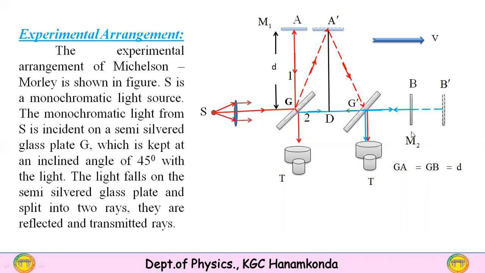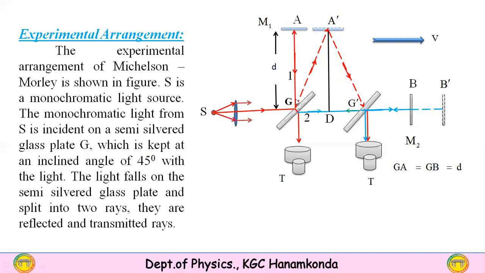Here the mirrors are kept from the glass plate at the same distances. Two mirrors are kept, one horizontally and one vertically. The vertical mirror is at a distance D from glass plate G, and the horizontal mirror M2 is also kept at a distance D from glass plate G. Therefore, the distance between the glass plate and the plane mirrors is D, which is constant.